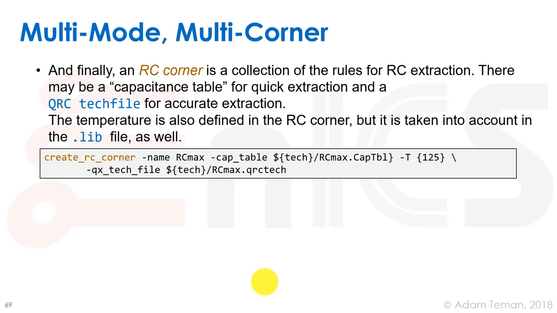So let's just say we want to have maximum resistance to maximum capacitance. So we'll call this one RC max. And we have this QRC tech file that's called RC max that we created externally, and it's not from here. We can also have these things called cap tables, and we have to provide a temperature to see the wire delays using temperature. Cap tables are kind of deprecated now, but in previous technologies, that's what was used.